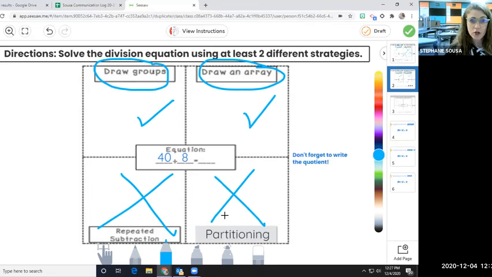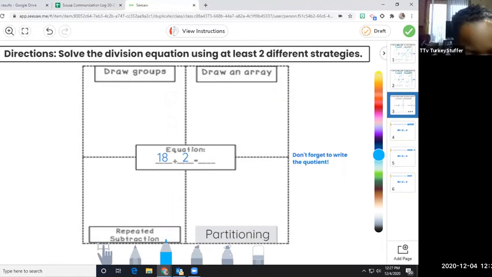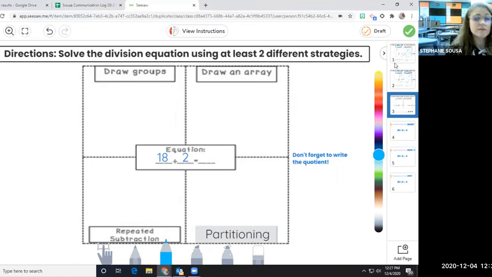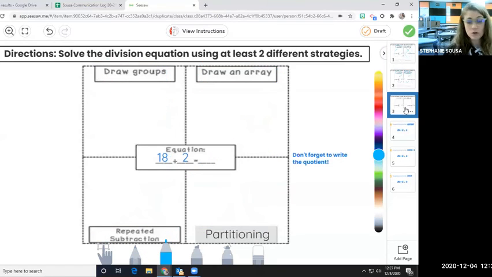Does that make sense? You're going to choose 2 strategies. 2 of them you can leave blank. If you want to do them, fine, but I only need 2 to grade. Okay? Questions on what you're going to do on slides 1 through 3? Yes, Terrence. Can we do the same ones on each page? Yes, that is fine. So if you think equal groups and array are best, you can do equal groups and array on here, on here, and on here. It's whatever 2 strategies work best for you. Okay, great question. Any other questions?